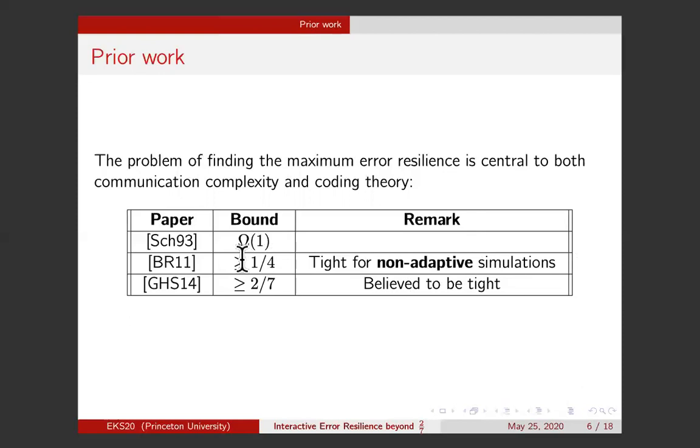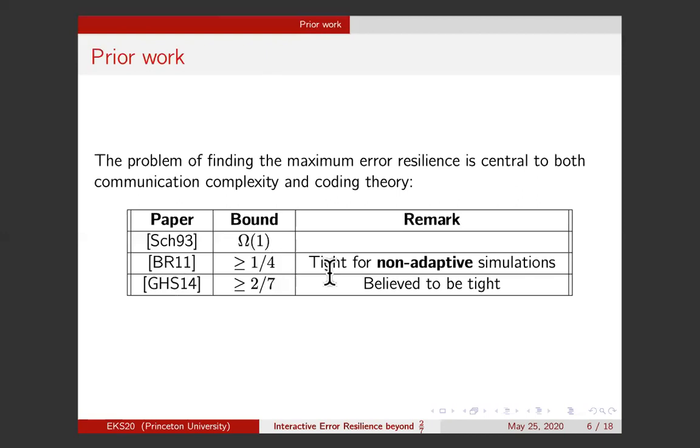In essence, after BR11, all that remains to be done is to know whether or not there are adaptive simulations that can have error resilience larger than 1/4. 3 years down the line, GHS, that is Haeupler, Ghaffari, and Sudan, showed that yes, this is indeed the case, and they gave an adaptive simulation with error resilience 2/7, strictly larger than 1/4.